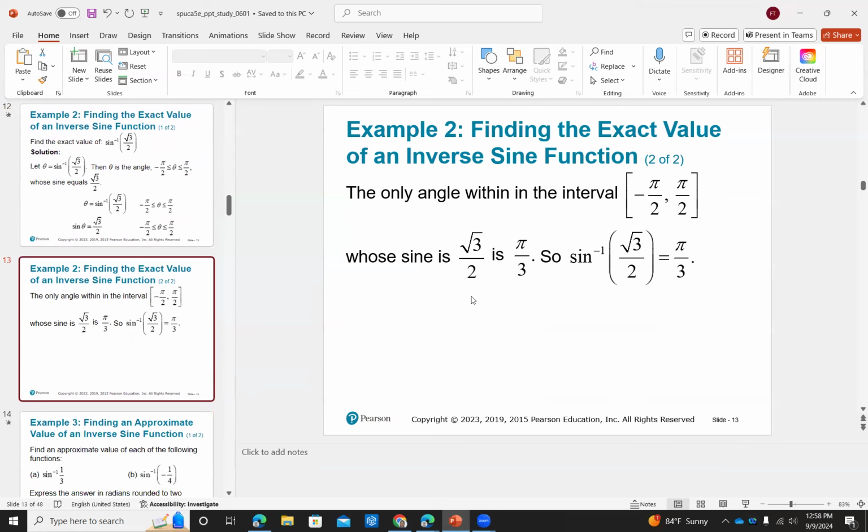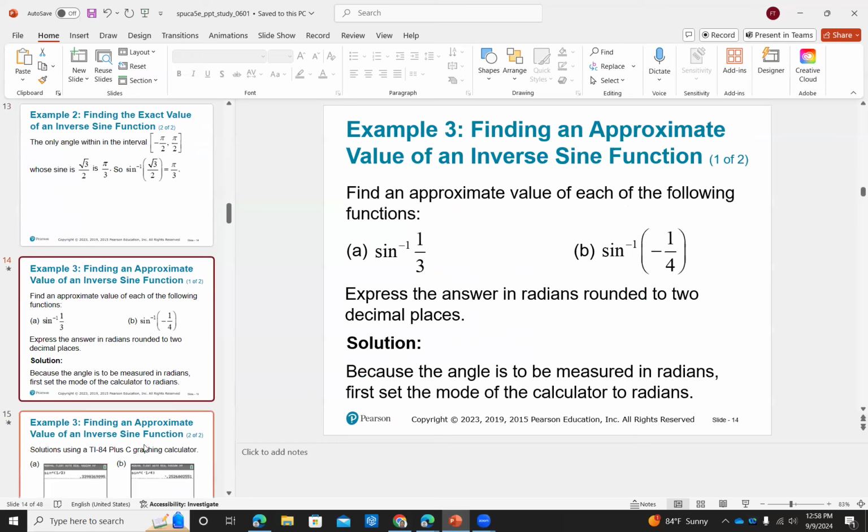So I hope you're understanding how the function and its inverse switch their x and y values. I have two more questions here, but if you look at them, these sine values don't belong to those famous angles we have to know by heart. So for this example, we have to use a calculator. The question is, can you find an approximate value of each of the following functions? Inverse sine of 1 over 3 and inverse sine of negative 1 over 4. Express the answer in radians rounded to 2 decimal places. So you have to make sure that your calculator is in radians mode.